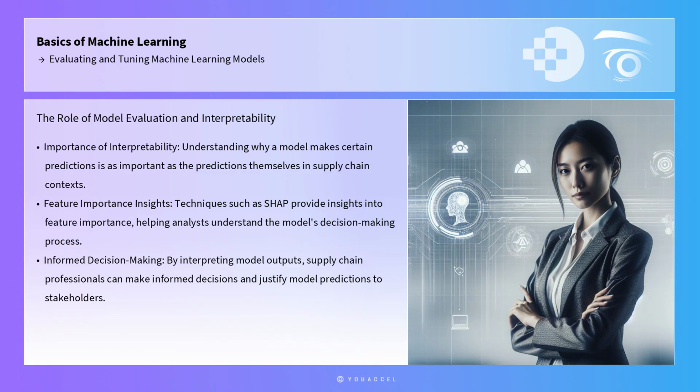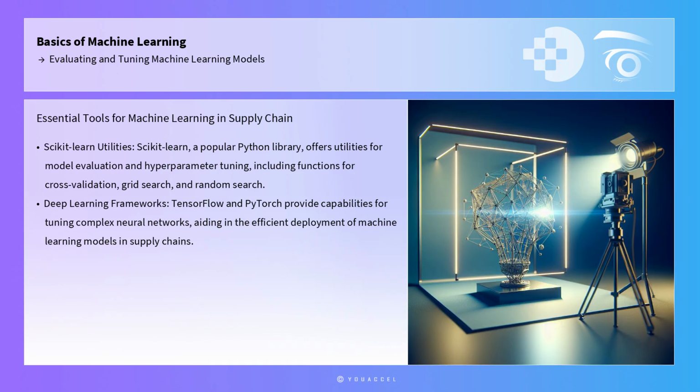The importance of model evaluation and tuning is further underscored by the concept of model interpretability. In supply chain contexts, understanding why a model makes certain predictions is as important as the predictions themselves. Techniques such as SHAP provide insights into feature importance, helping analysts understand the model's decision-making process. By interpreting model outputs, supply chain professionals can make informed decisions, justify model predictions to stakeholders, and identify potential areas for improvement.